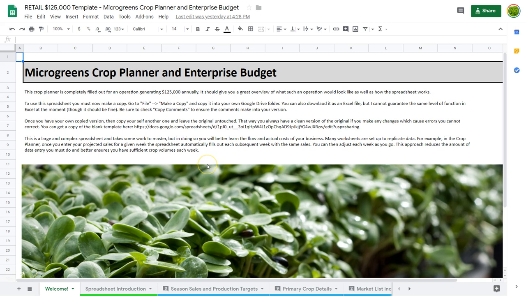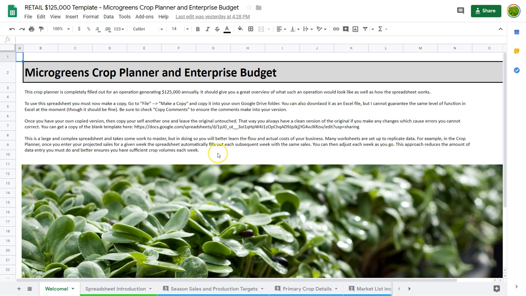So what I'm going to do is review a version of the planner here. This one is already pre-filled out for $125,000 in annual sales. I'm just going to go through the tabs and give you an overview of what the spreadsheet looks like. It is available online, and I'll post a link to it on this workshop.